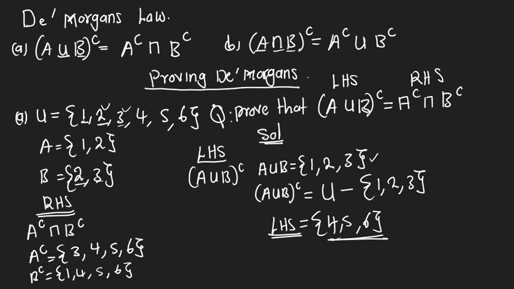Then we find the intersection of A complement intersection B complement. Well, what is found in B complement and A complement? It's a 4, it's a 4, yes. It's a 5, it's a 5, yes. It's a 6, it's a 6. So we are getting 4, 5, and 6.